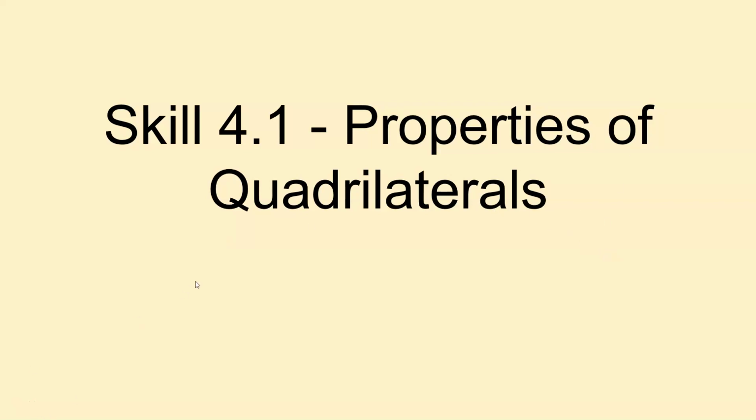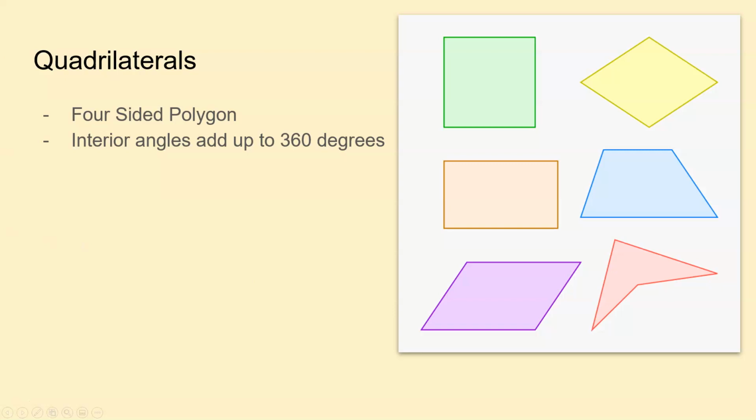Sutton, and today we're going to be talking about properties of quadrilaterals. So there's going to be a lot of things to put down in the notes. This is probably going to be a shorter video, but there's a lot of definitions that we need to cover here. So first we're going to start with quadrilaterals themselves. So that's a four-sided polygon, so any shape that has four sides.